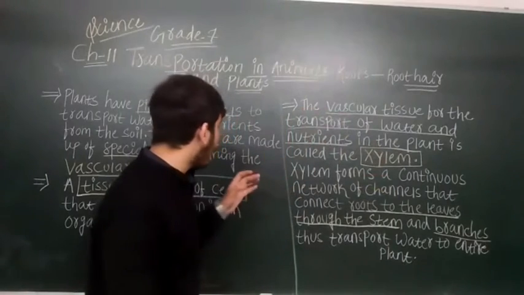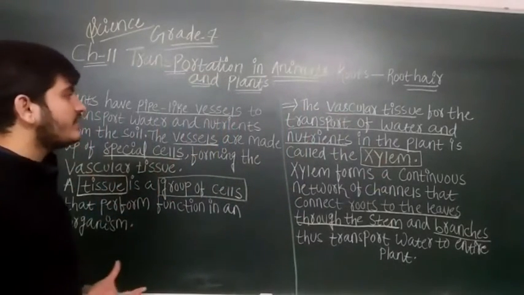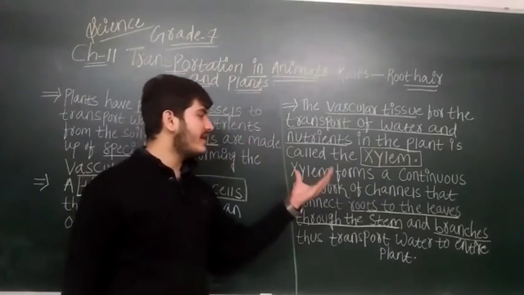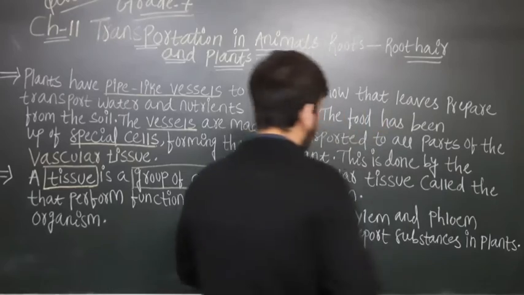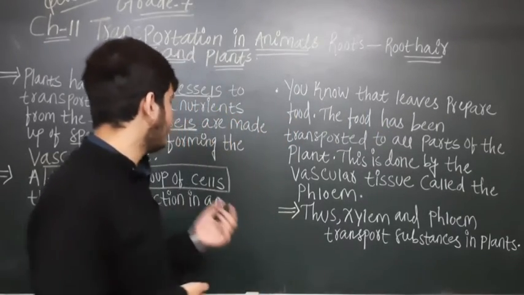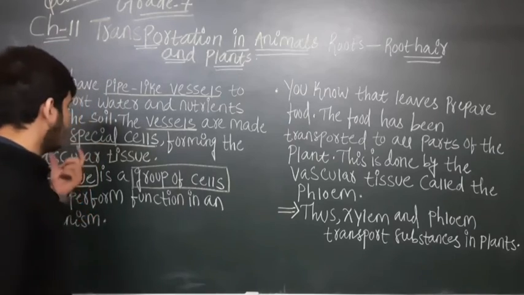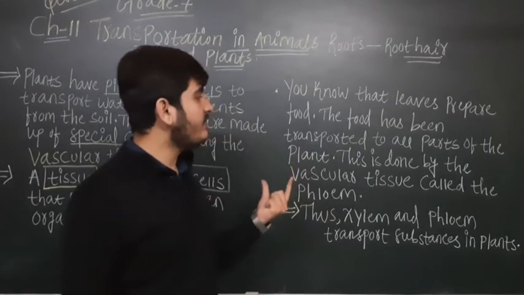So I hope that how the vascular tissue is made up of, then what is the meaning of tissue and what is the main function of xylem. So I hope you understood about the xylem. Now the second tissue that we plants are using is phloem. Now what is the function of phloem?